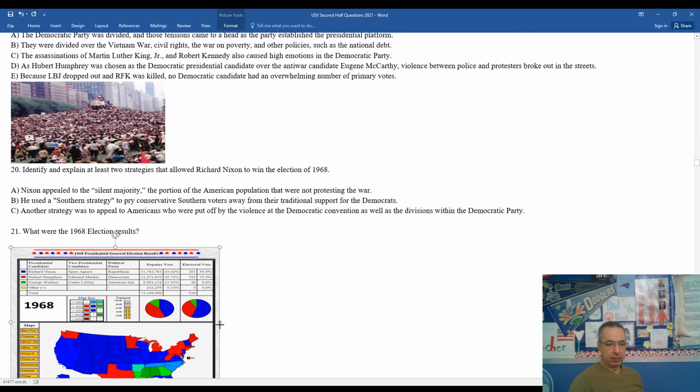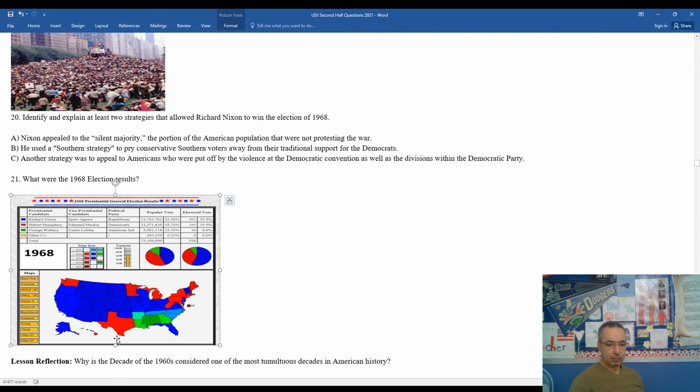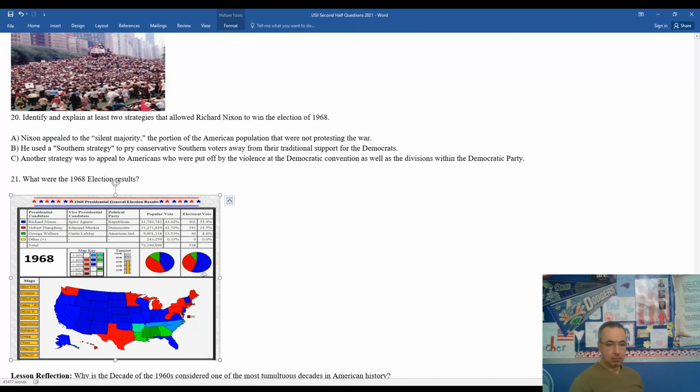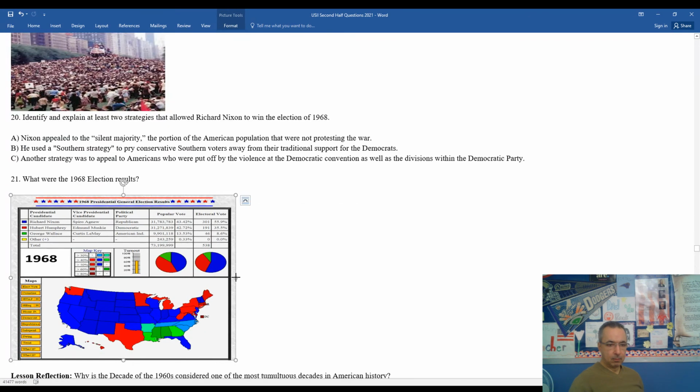Let's see if I can enlarge this a little bit here. Here are the election results. All right, so you should know the Republican candidates. The presidential candidate was Richard Nixon. Spiro Agnew was the vice presidential running mate against Hubert Humphrey and Ed Muskie. There was also a third-party candidate, George Wallace and Curtis LeMay, and they were kind of the segregationists of the American Independent Party, and they actually won several of the southern states here, all in the green.